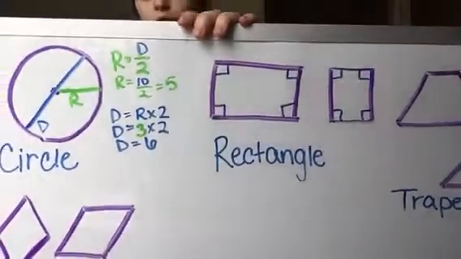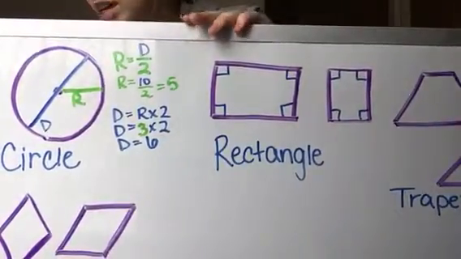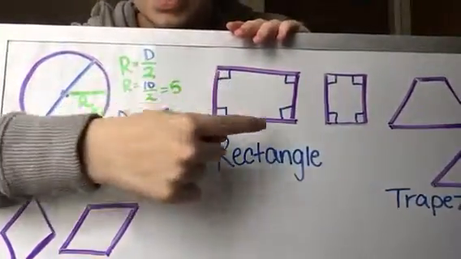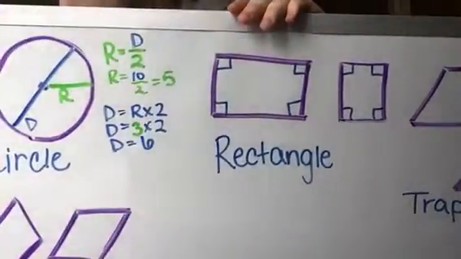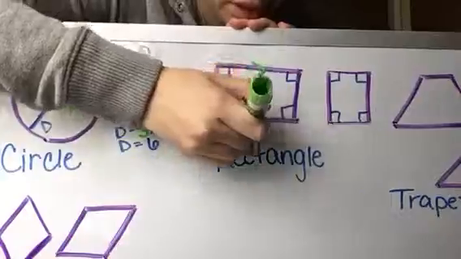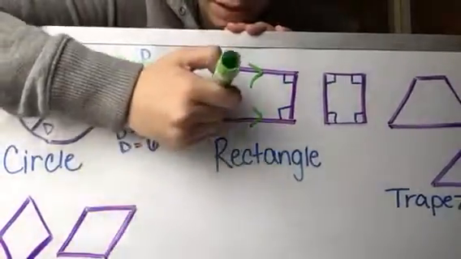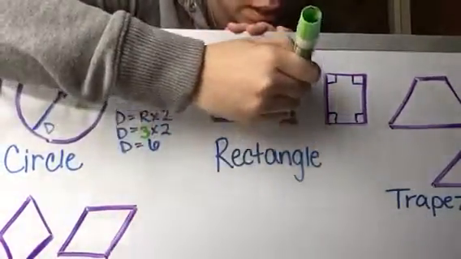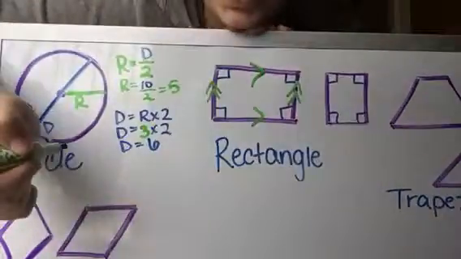Next, we're going to talk about rectangles. Rectangles have 4 90-degree angles, but they also have 2 sets of parallel sides. So there's one set of parallel sides, and this is the second set of parallel sides.